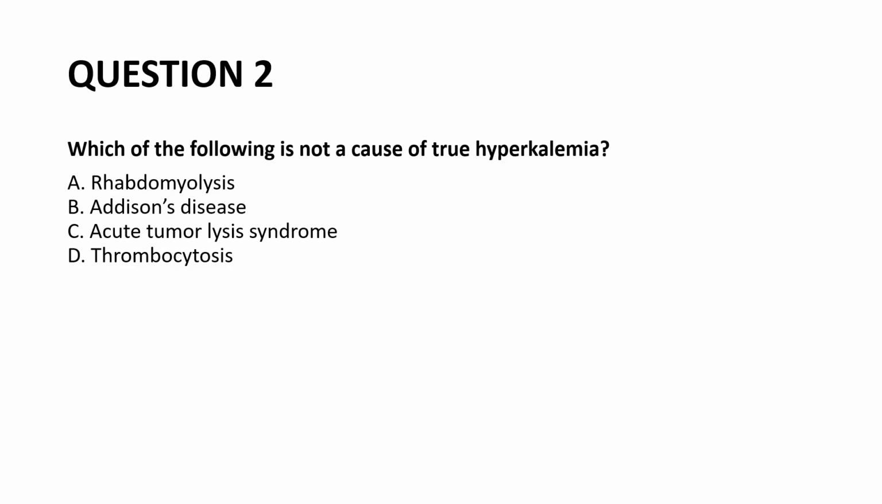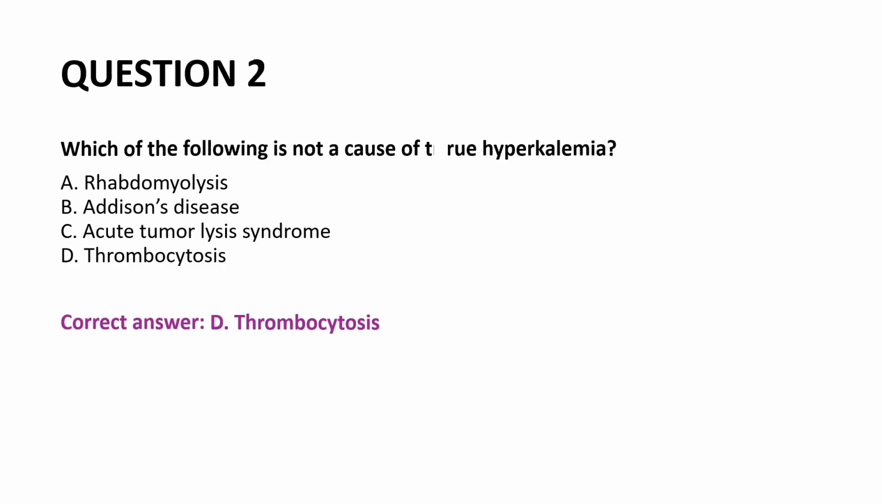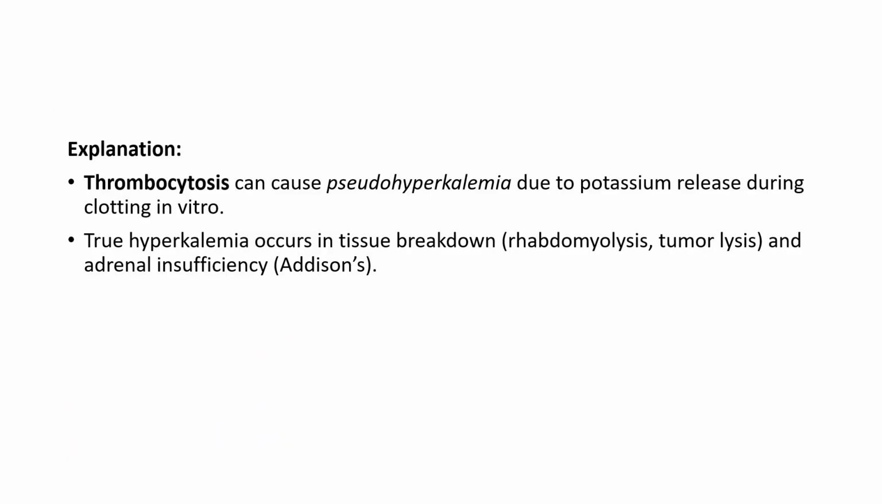The correct answer is thrombocytosis. True hyperkalemia happens with tissue breakdown, such as rhabdomyolysis and tumor lysis, or adrenal insufficiency, as in Addison's disease. But in thrombocytosis, potassium leaks out of platelets after the blood sample is taken. This is an artifact called pseudo-hyperkalemia. Always interpret potassium levels carefully in patients with very high platelet or white blood cell counts.